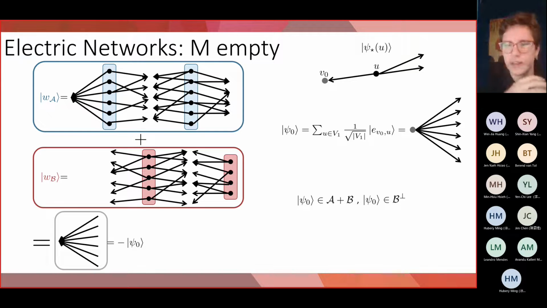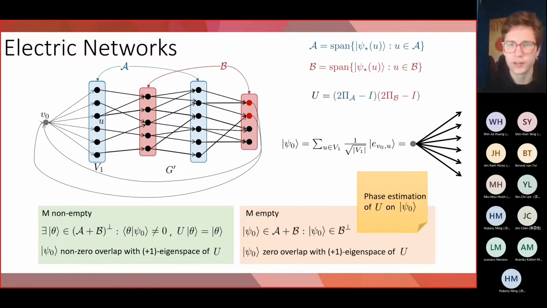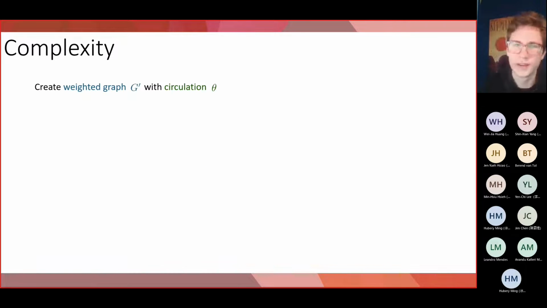So these are actually the elements of our phase estimation algorithm. So now one can just run phase estimation on this U and actually decide whether there are marked vertices or not. And in practice, this means if you want to create such an algorithm using this electric network framework, you would have to create a weighted graph G, or actually G prime, and find a flow theta. So you create a weighted graph G, you create a circulation or a flow theta, and how expensive is this? What is the complexity of such an algorithm?